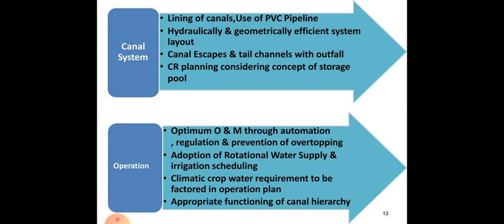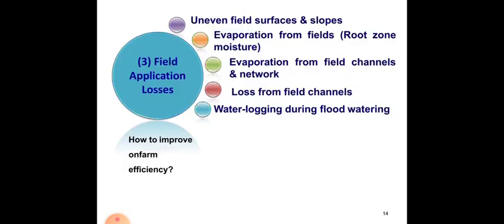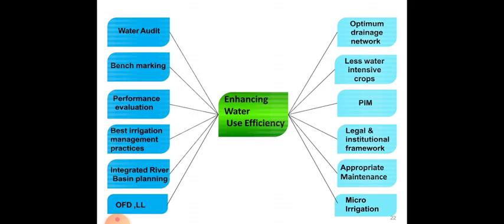Appropriate functioning of canal hierarchy. On-farm losses: uneven field surfaces and slopes, evaporation from fields, that is root zone moisture, evaporation from field channels and networks, loss from field channels, waterlogging during flood watering in the field, application losses. How to improve on-farm efficiency? Enhancing water use efficiency involves water audit, benchmarking, performance evaluation, best irrigation management practices, integrated river basin planning, OFDLL, optimum drainage network, less water intensive crops, PIM, legal and institutional framework, appropriate maintenance, micro irrigation.